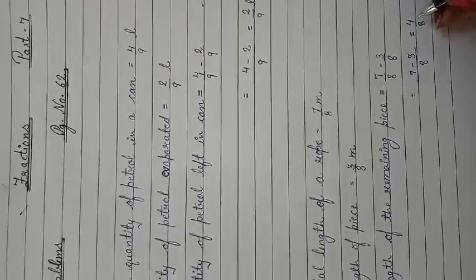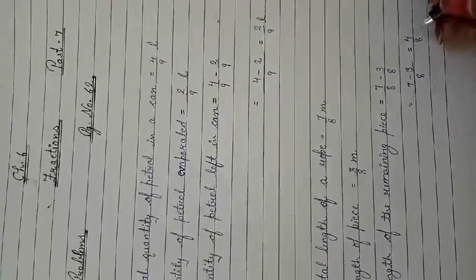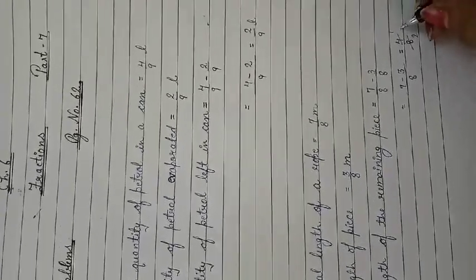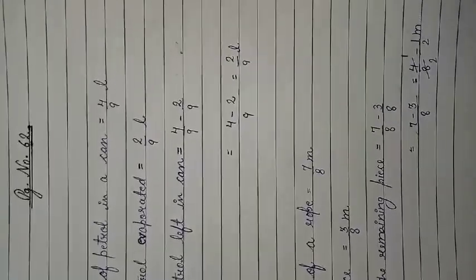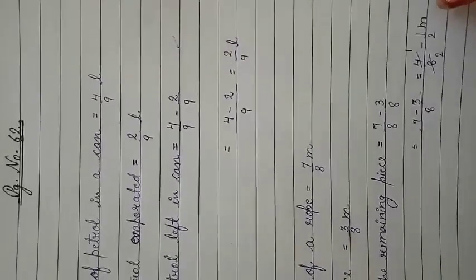Now 4 by 8 can be reduced into its simplest form. 4 and 8 both are divisible by 4, so we will divide by 4. 4 ones are 4, 4 twos are 8. So it is 1 upon 2 meters. It means the length of the remaining piece is 1 by 2 meters. Okay, half meters.